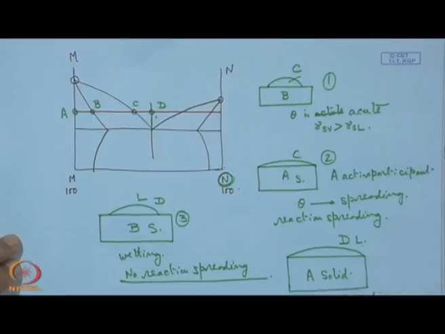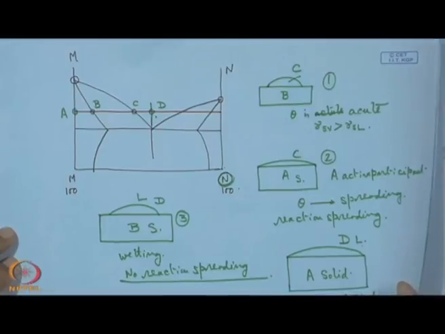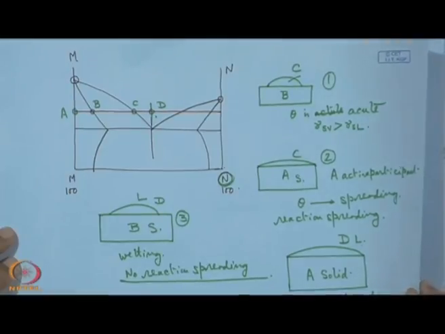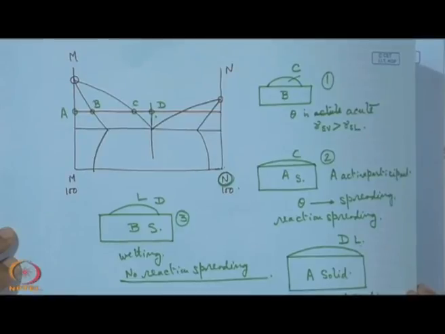So, what we find from this example is that to have spontaneity in spreading, there must be some kind of reaction, and this reaction should lead to a change in the surface chemistry of the solid surface. Unless that is done, the liquid cannot be chemically activated towards the surface of the solid, and we may not achieve spontaneous spreading or wetting.